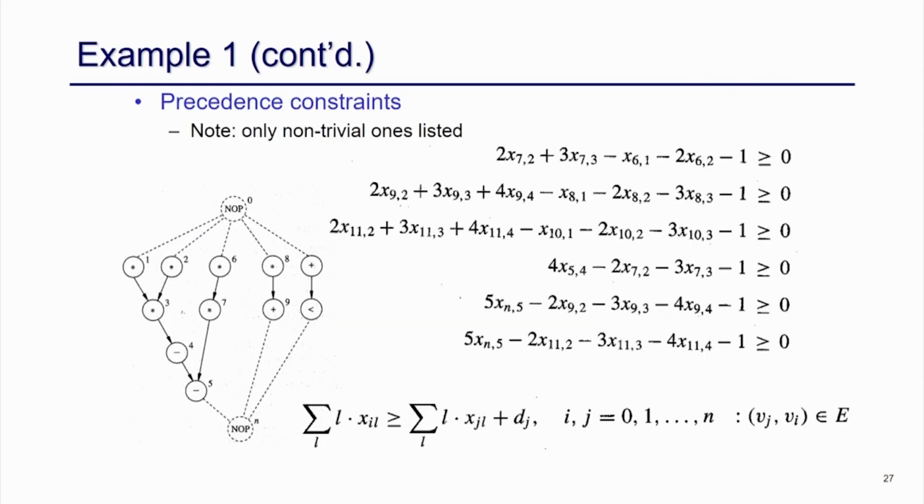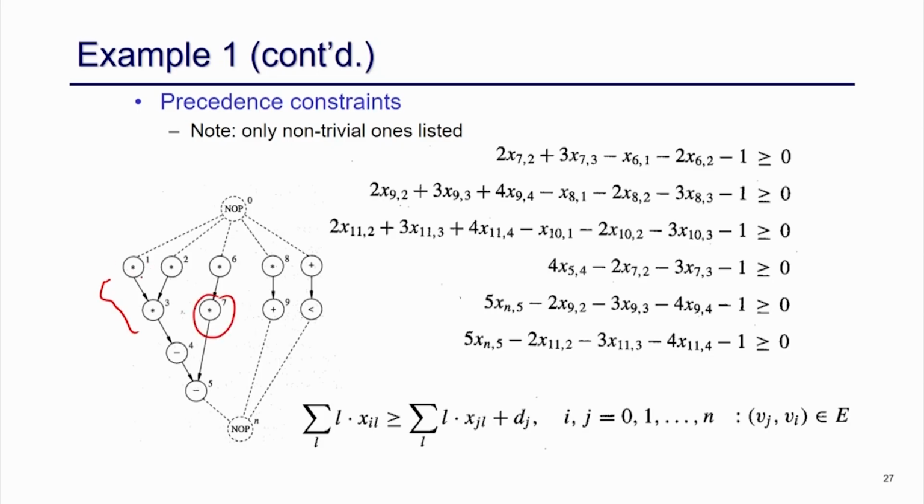Now, I will go to the precedence constraint. If you take this example, 1 to 3, something is not mentioned here. So, let us take this x7.